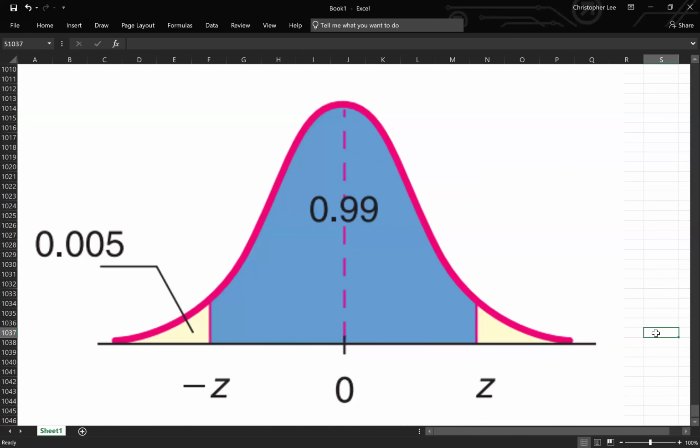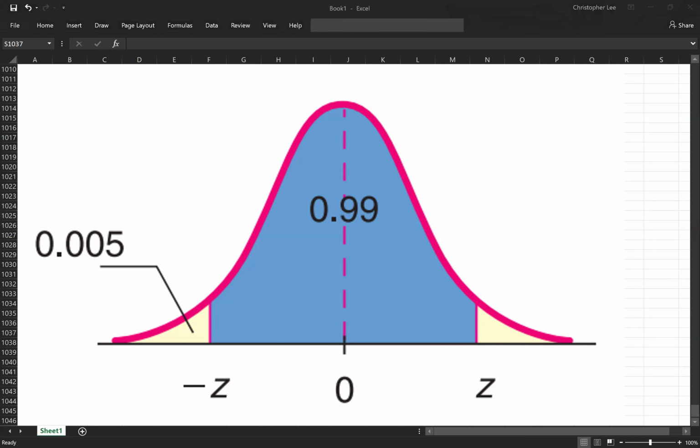Oh, because that's what they asked. That's the confidence level they asked. That's always going to be given to you. What is the whole thing? The whole thing is 1. So that's the reason why I'm subtracting it from 1 to find the other areas. That's right there.